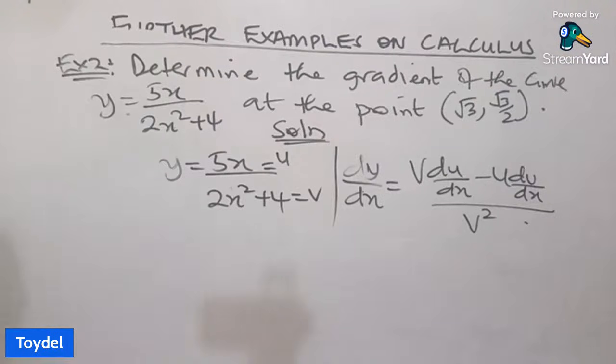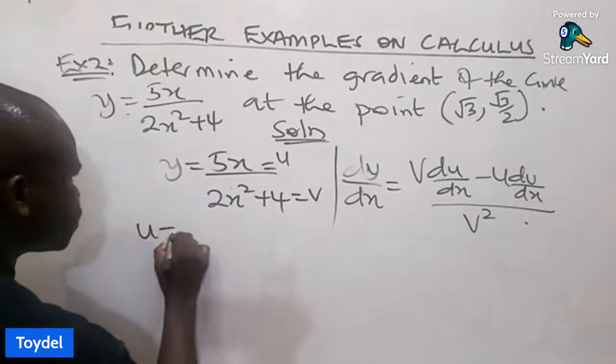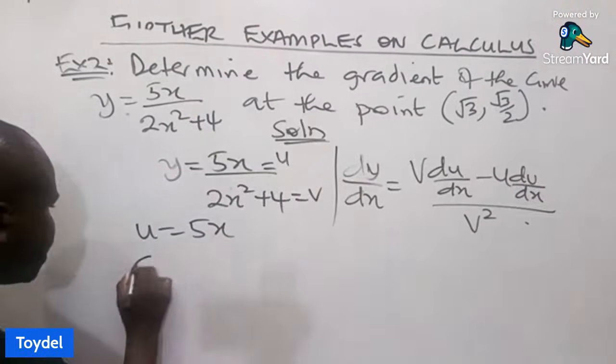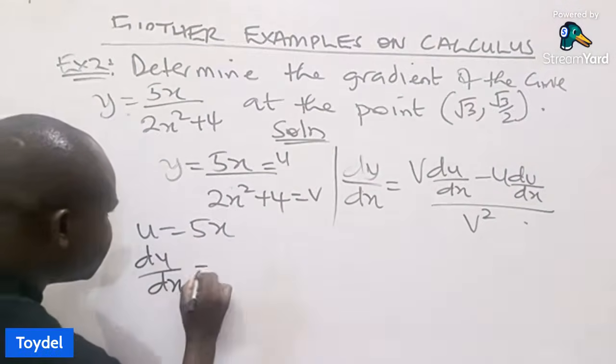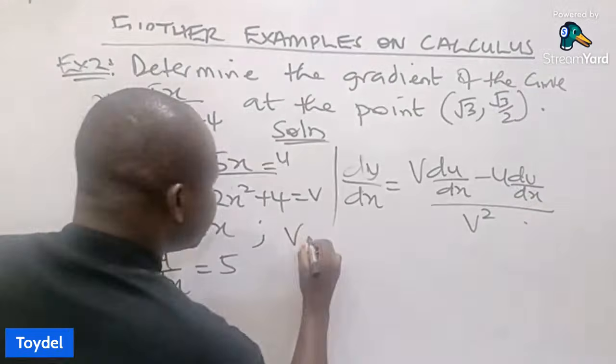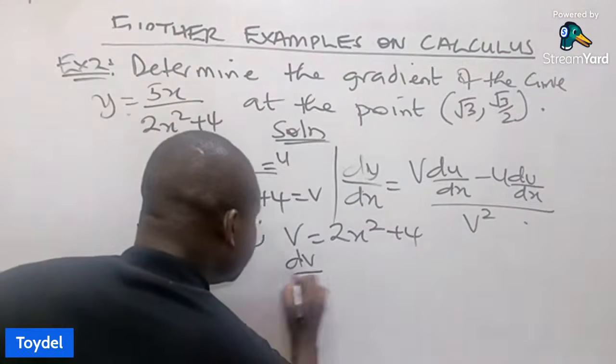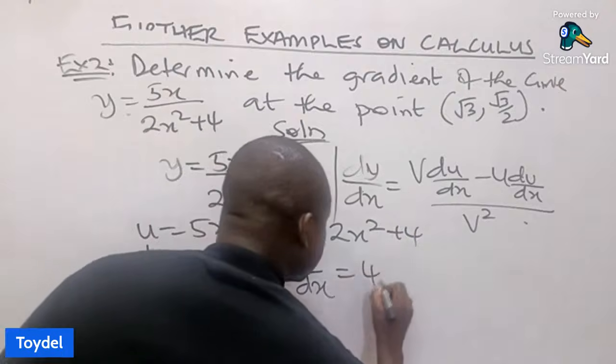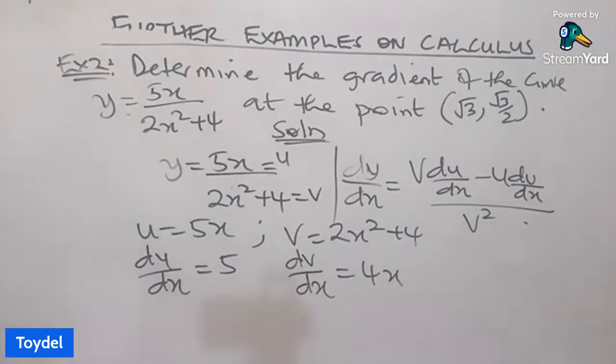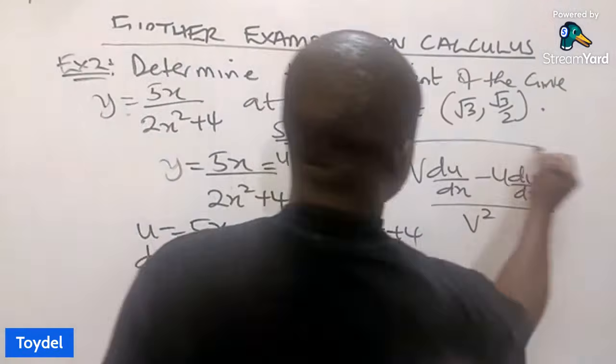So what do we do here? We have u equal to 5x, so we find the value of du/dx, which here will be 5. Then v is equal to 2x squared plus 4, and we find dv/dx, which will be 4x. That is what we are going to get. So for the gradient, we substitute the values of u, v, du/dx and dv/dx into this given formula.